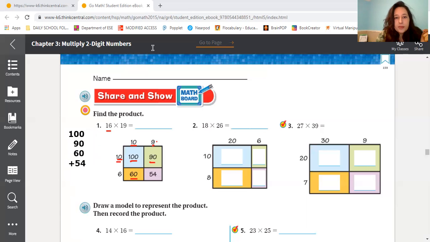So when we add it, we add 4 plus 0 plus 0 plus 0. That gives us a total of 4. Then we do 9 plus 6, which gives us 15, plus another 5 gives us 20. To regroup, we drop the 0 and carry the 2. And 2 plus 1 equals 3. So the total for this one, our final product, would be 304.